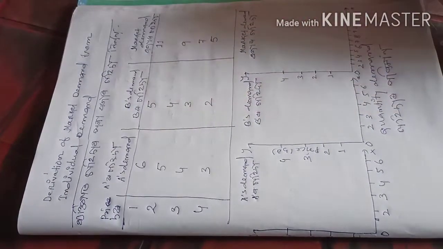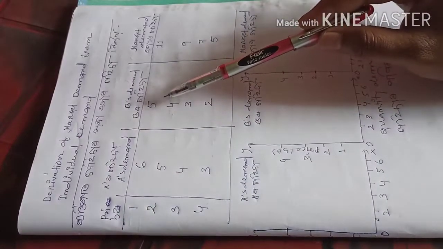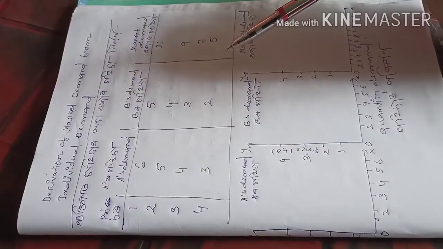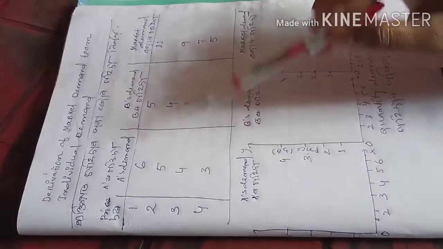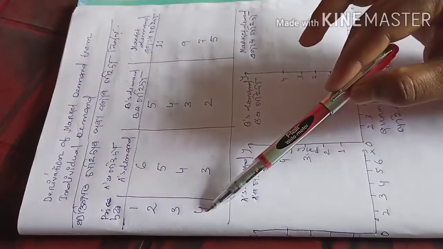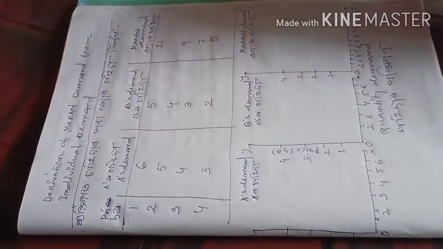From the schedule we can also notice that when the price increases, the demand of individuals goes down or decreases, because, as already discussed in the earlier video, there is an inverse relationship between price and demand. When price will increase, demand will decrease. This is explained in the law of demand.